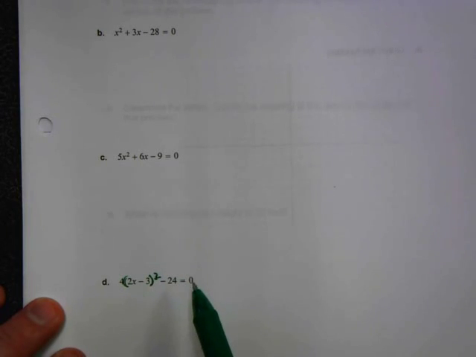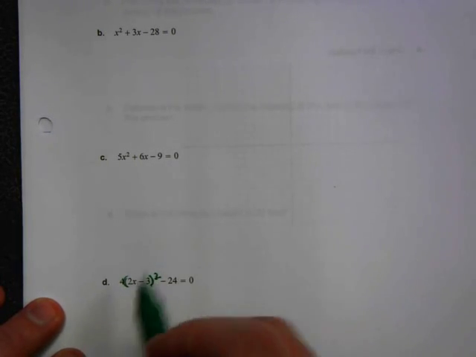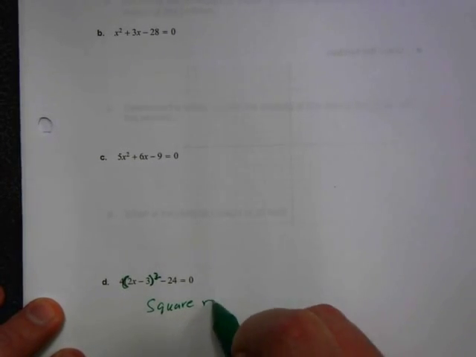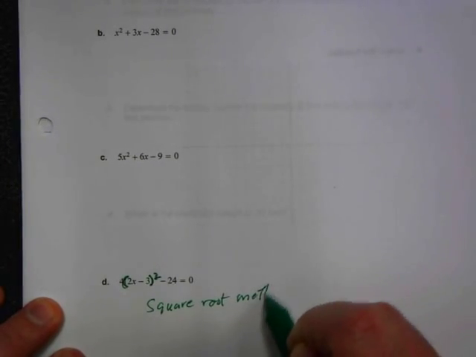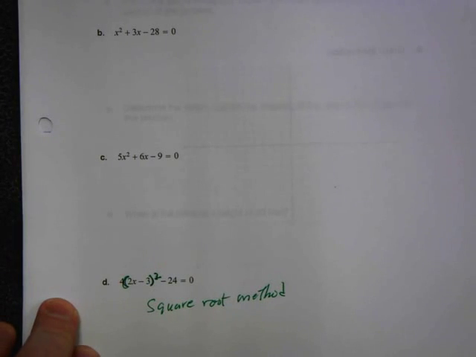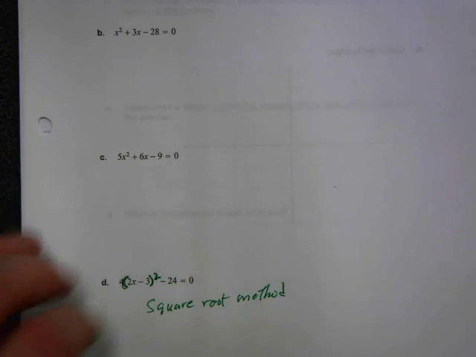But it would work. But this one, to me, I look at this, I see the parenthesis with the square. This one is absolutely a square root method. Not that other ways won't work, but I think square root method is your best bet there. It's the easiest way.